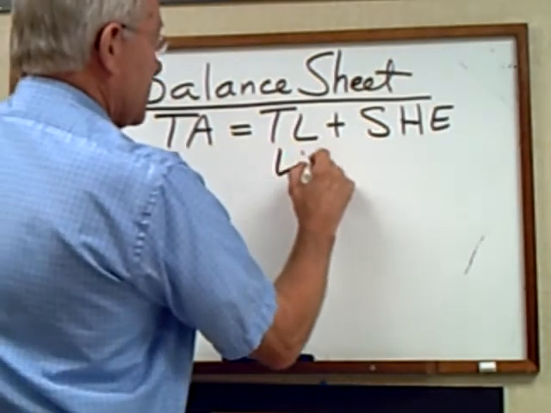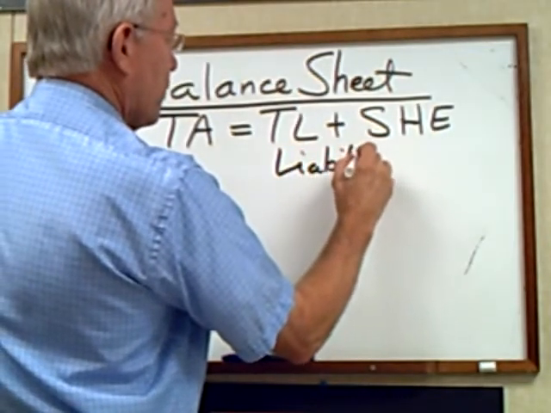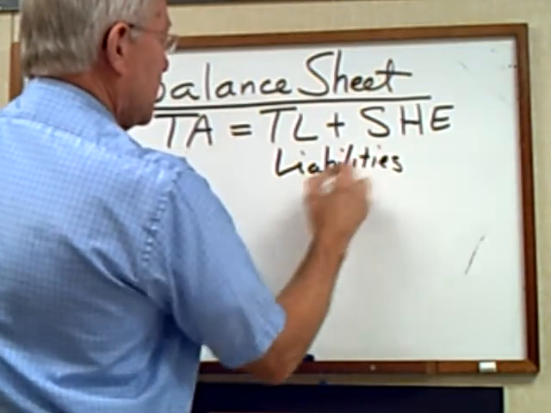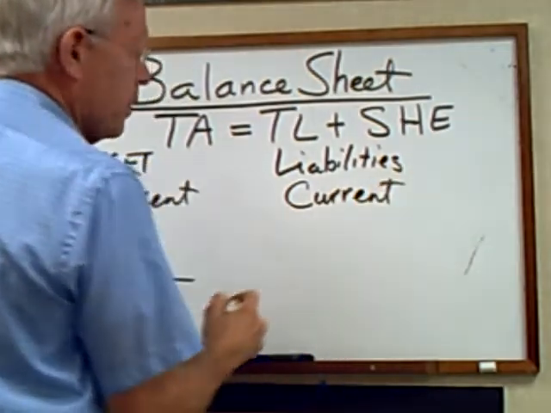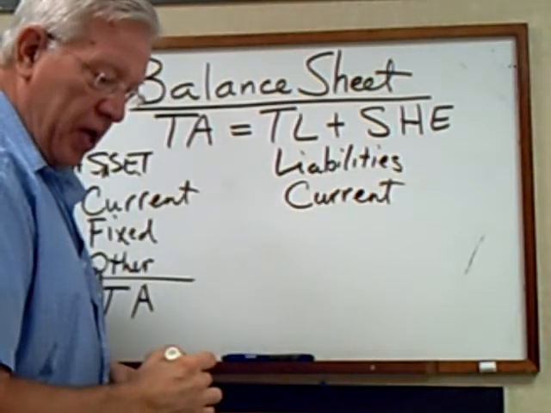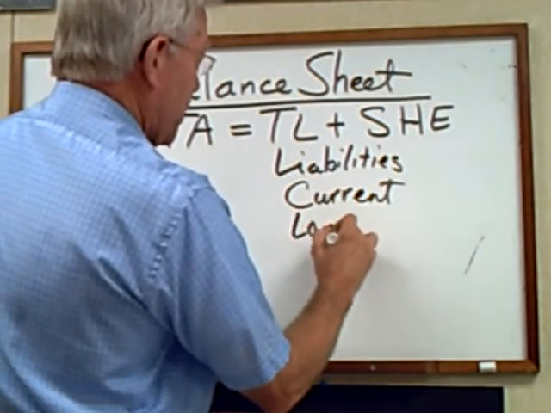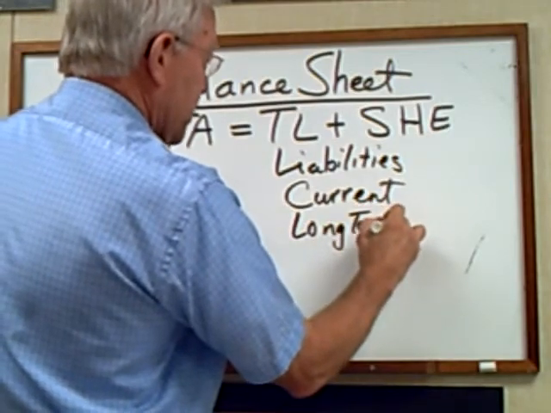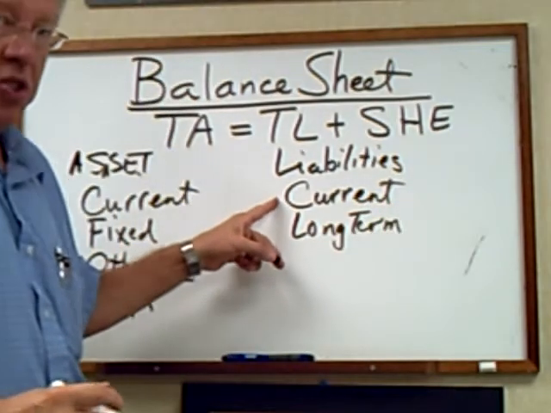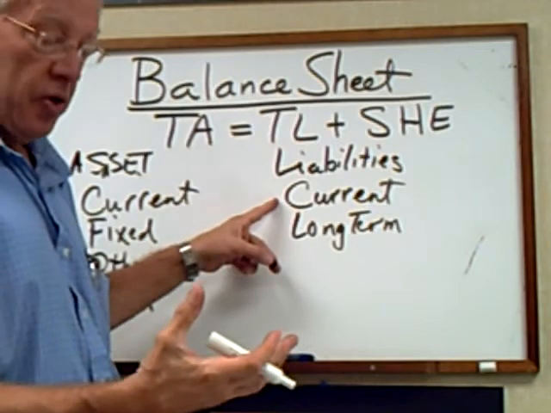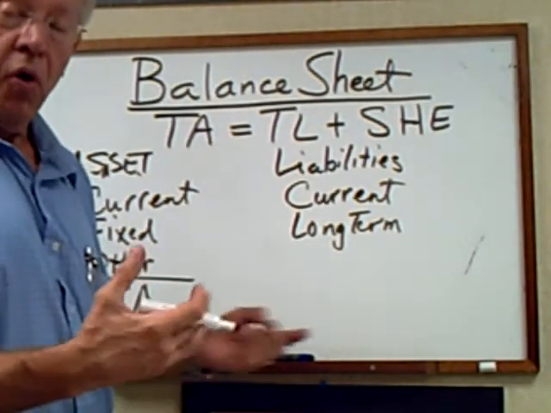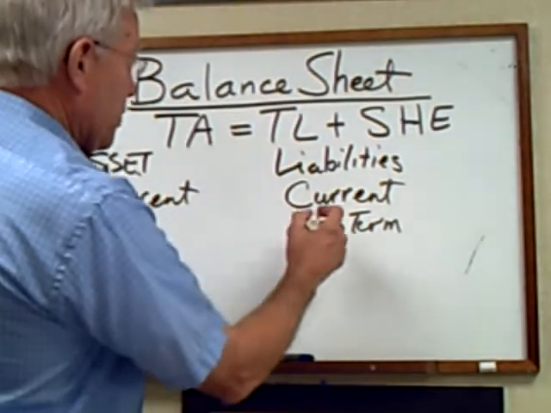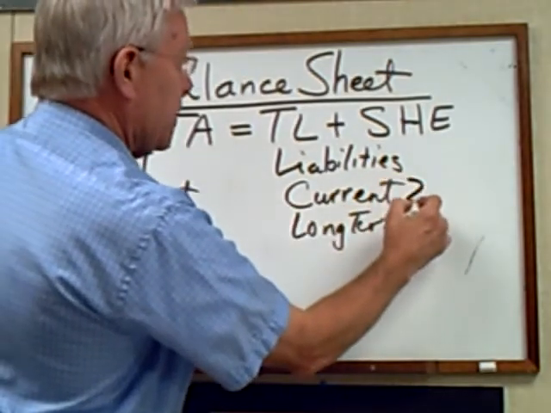Under the liability side, we have current liabilities, and then we have long-term liabilities. Current liabilities are money that is owed in the near term. Long-term liabilities are money that is owed over a longer term. This gives us our total liabilities.